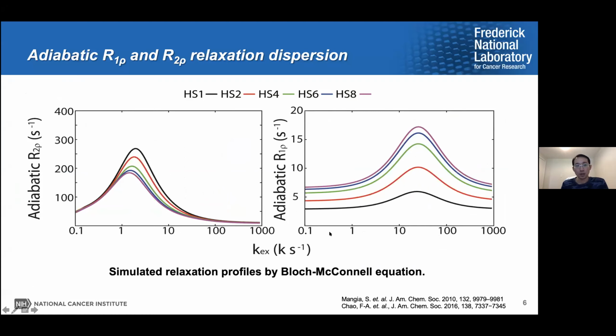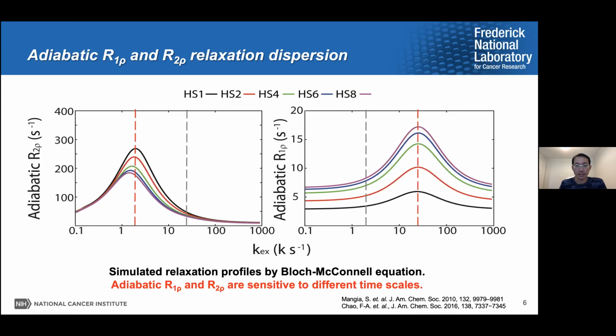So here, I show you the relaxation dispersion profile from these two types of different experiments. The left-hand side is the dispersion profile for the R2 rho experiment. The right-hand side is the profile for the R1 rho experiment. Both of them are the adiabatic version of the experiment. So we can see both experiments are sensitive to different time scales. A combination of these two different experiments allows us to sample and probe a wide range of conformational dynamics.